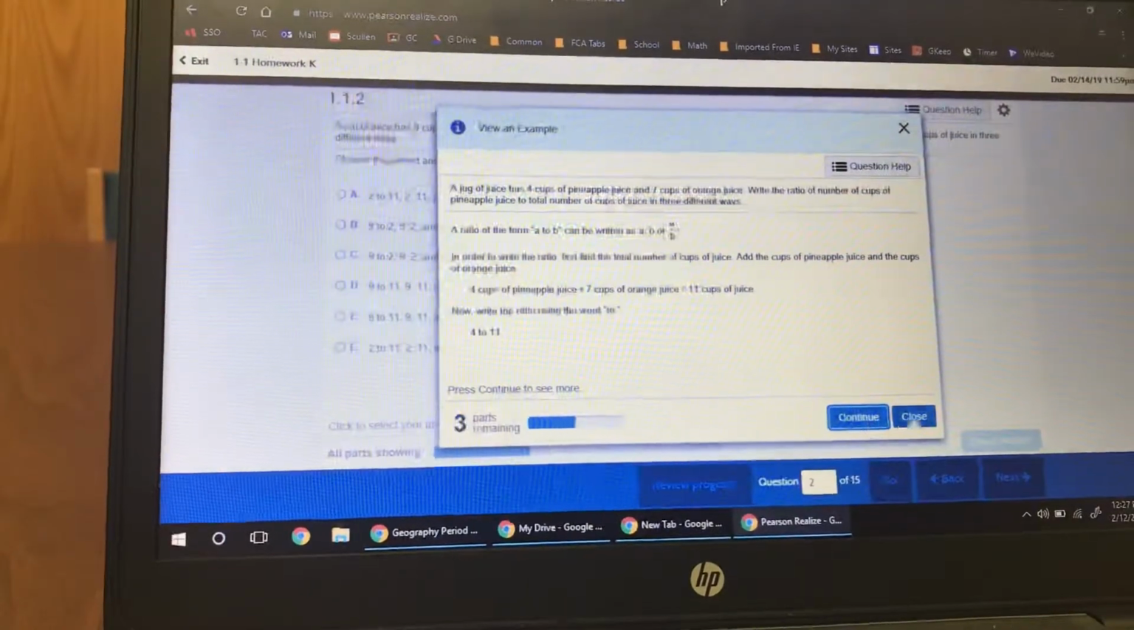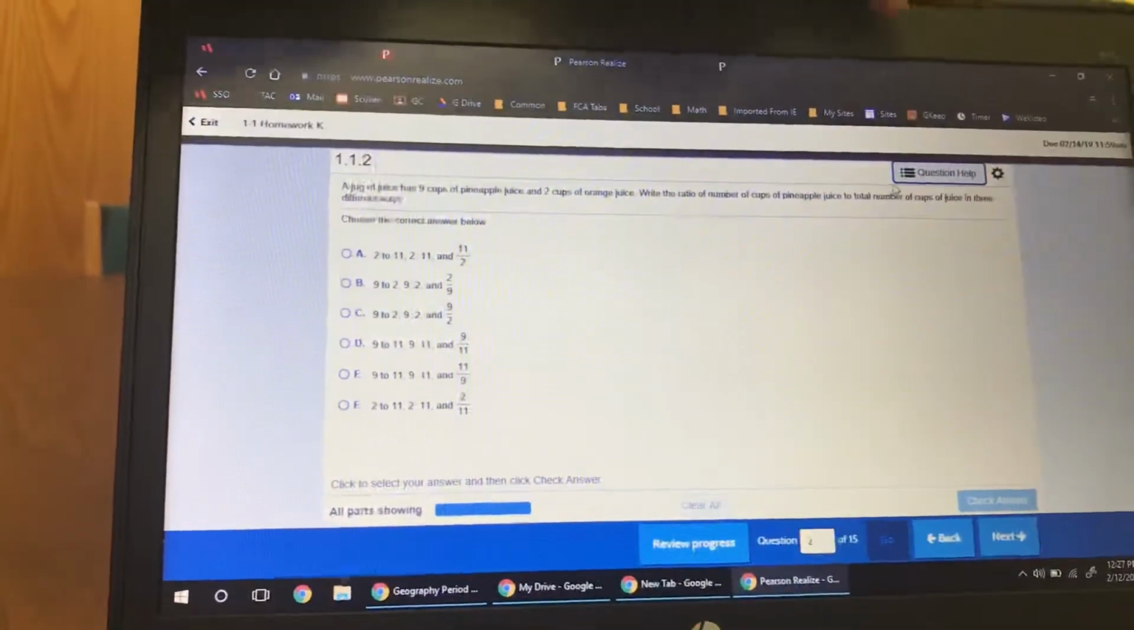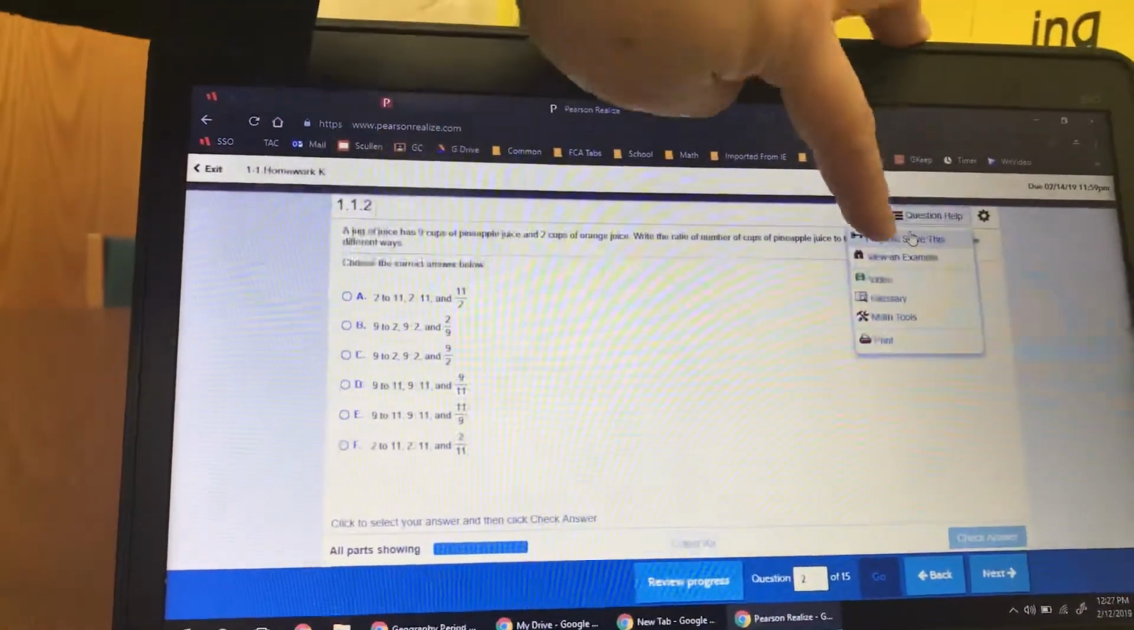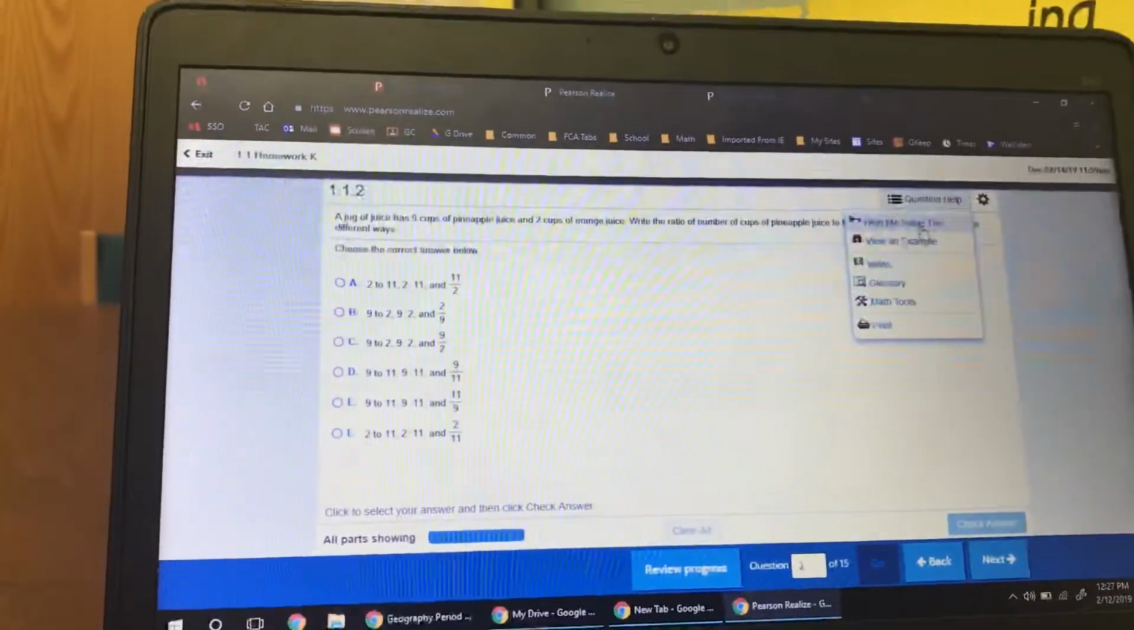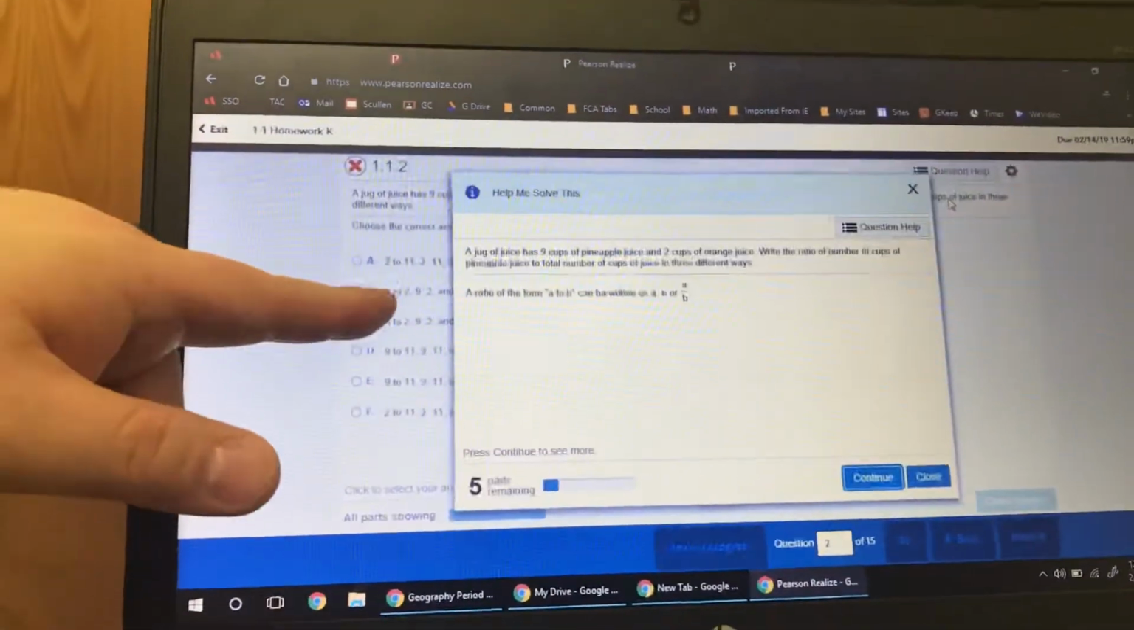Now, after the question, go ahead and close that. Let's look at the other one. Close, and then click question help one more time. There's also help me solve this. Sometimes you just need help. Go ahead and click on that. You just need help on how to solve this.